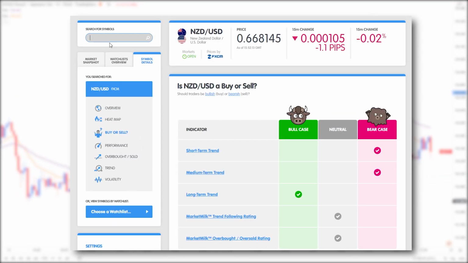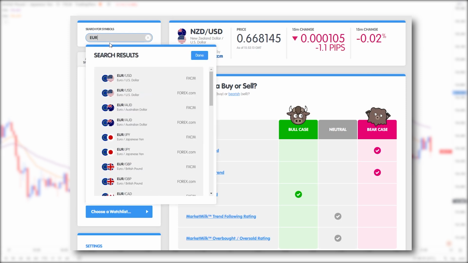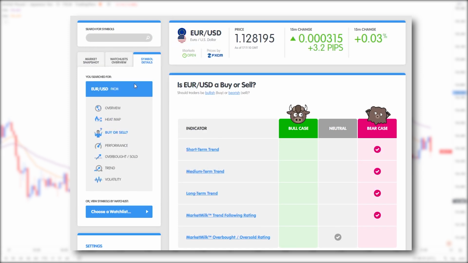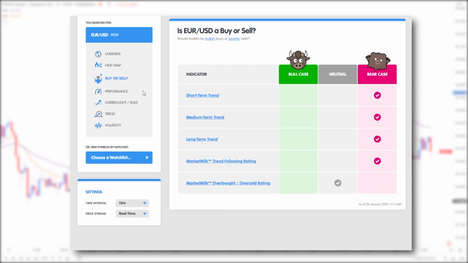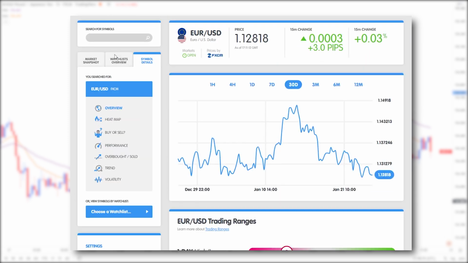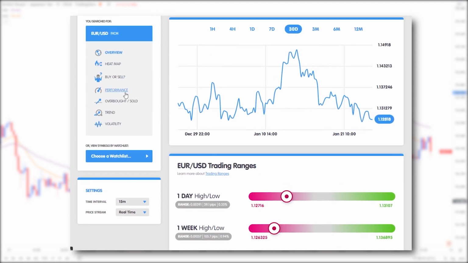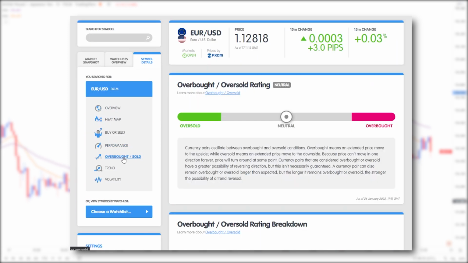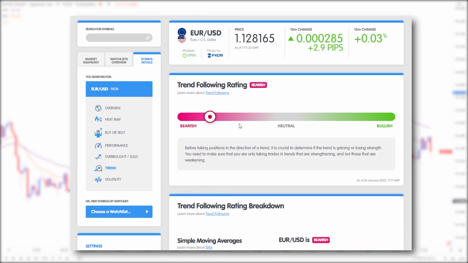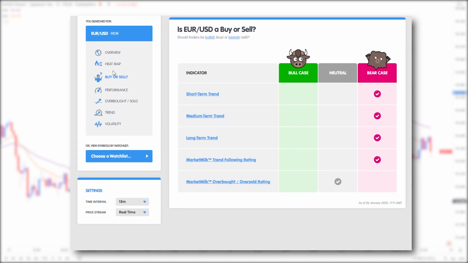What you can do on this is type any currency pair you are planning to use. So for example, I have EUR/USD right now. What you can do is have an overview of the currency pair, performance, whether the market is overbought or oversold, what's the actual trend for that currency pair, and it does say buy or sell over here.